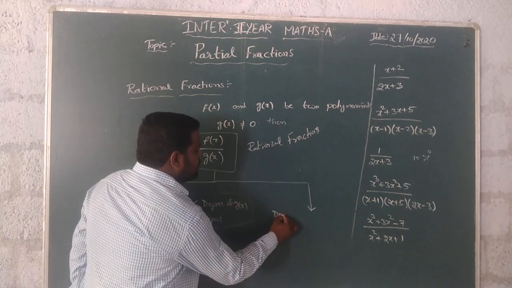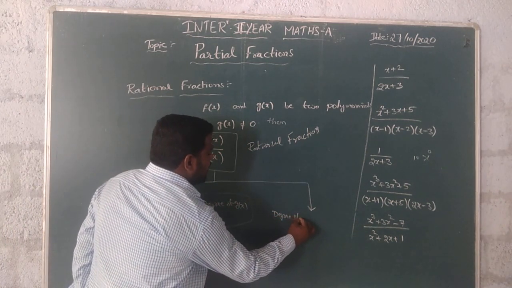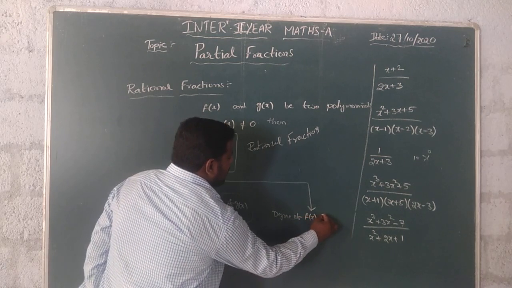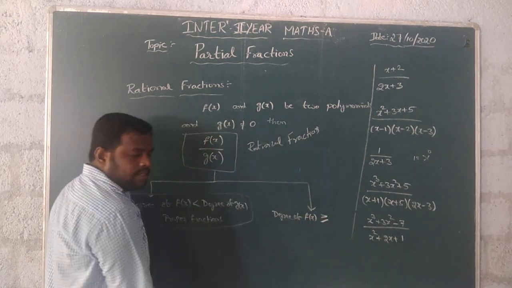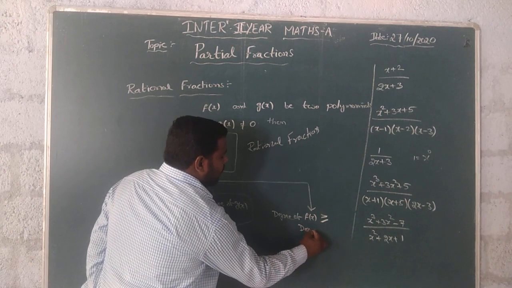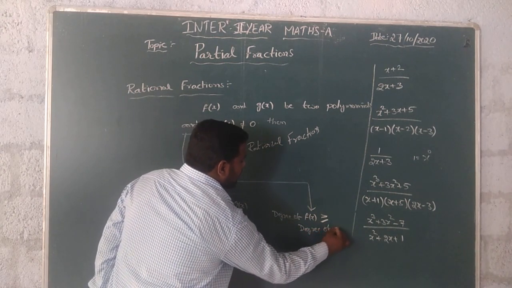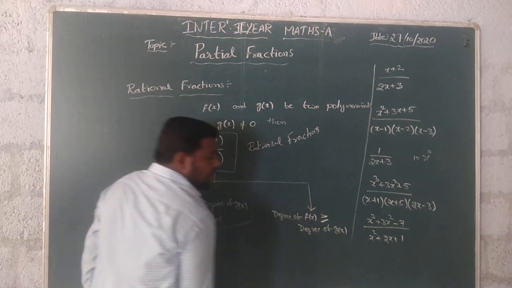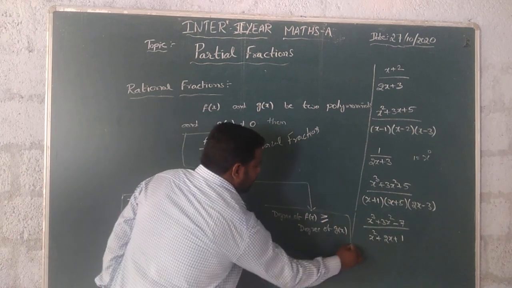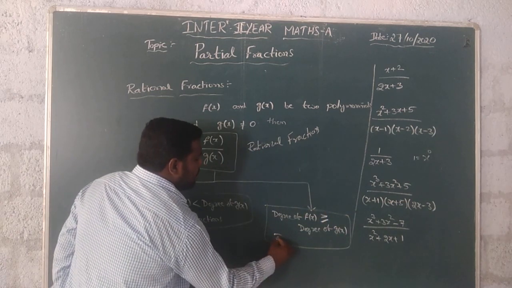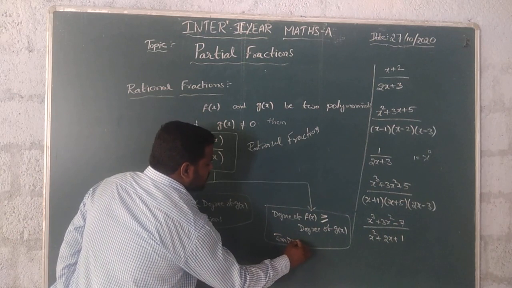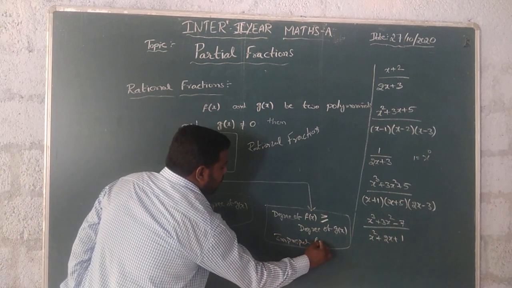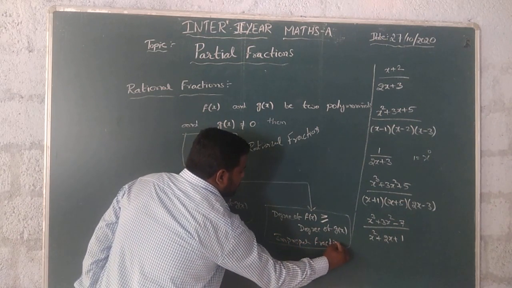What about the second one? The degree of f of x is greater than or equal to the degree of g of x. So in this case, the fractions are called improper fractions.